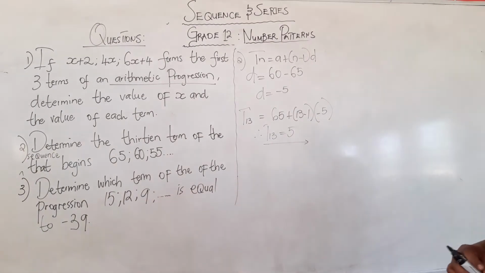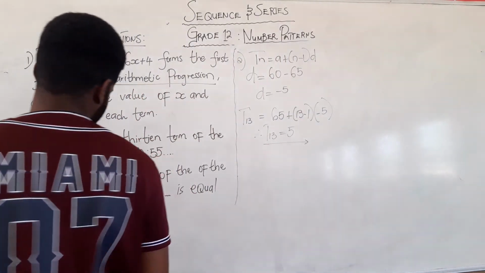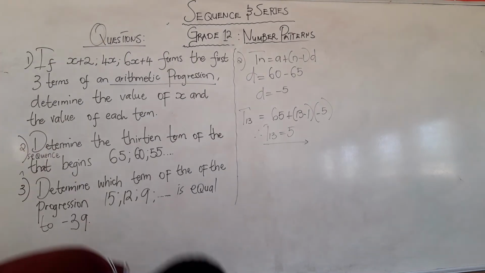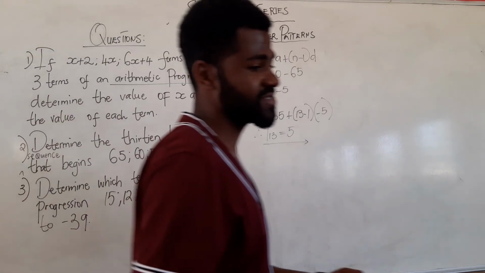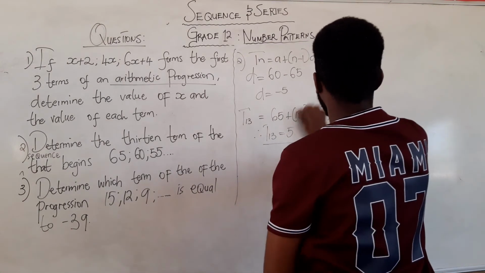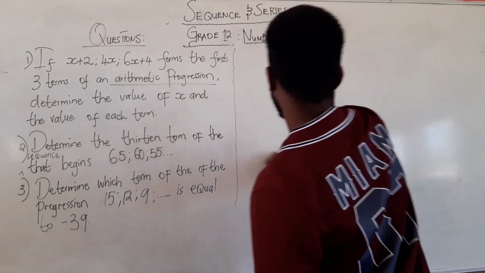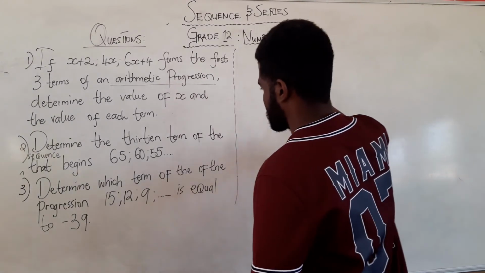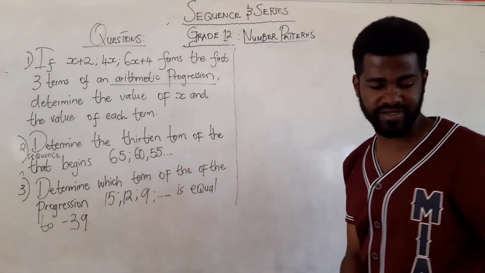Now the third question says, determine which term of the progression 15, 12, and 9 is equal to negative 39. Negative 39 is now our Tn. Negative 39 is not the number of terms, it is our Tn. Now we're calculating our n. Let us calculate our third question.